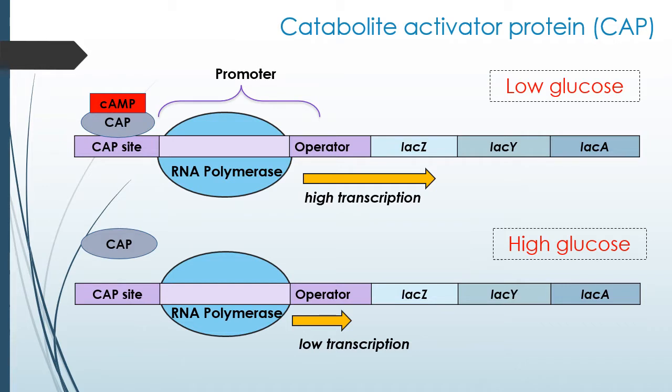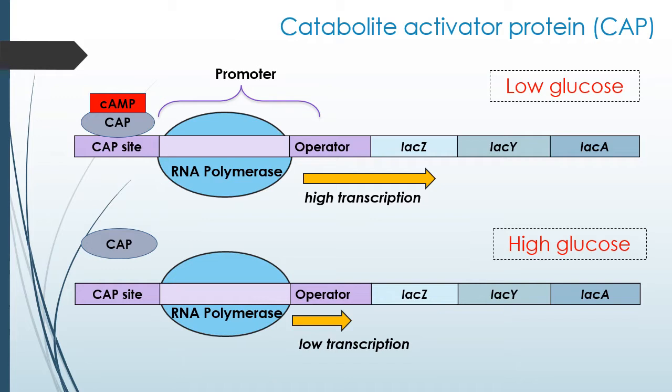It gets extra help from catabolite activator protein or CAP. The CAP binds to a region of DNA just before the lac operon promoter and helps RNA polymerase attach to the promoter, driving high levels of transcription. CAP isn't always active or able to bind to DNA. Instead, it's regulated by a small molecule called cyclic AMP or cAMP.